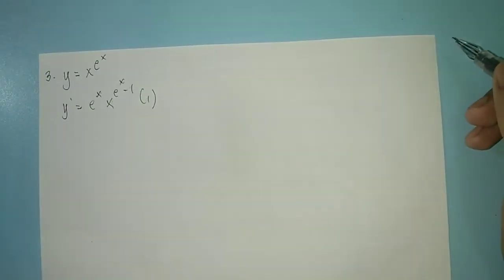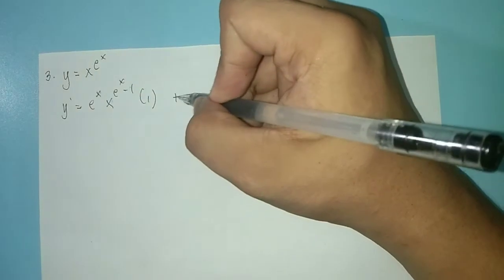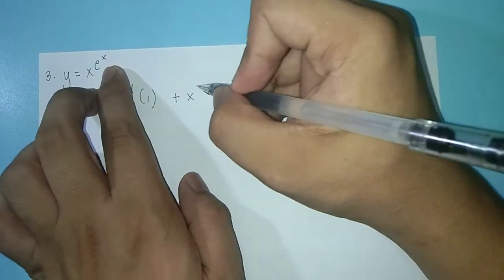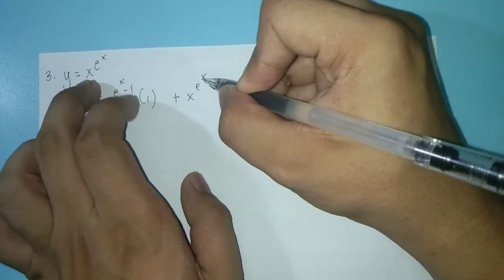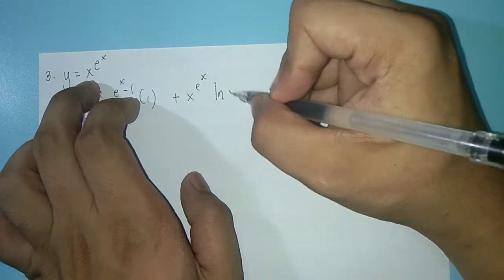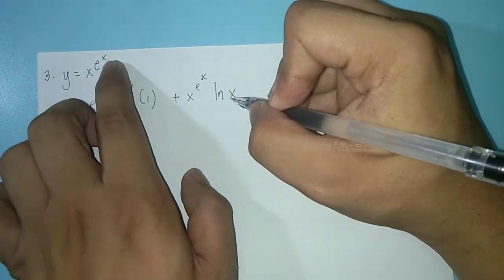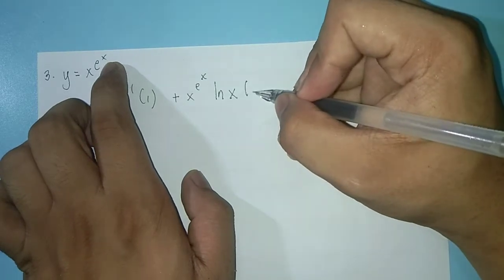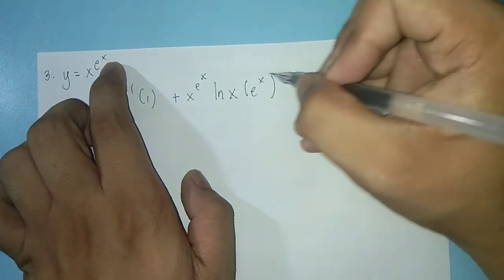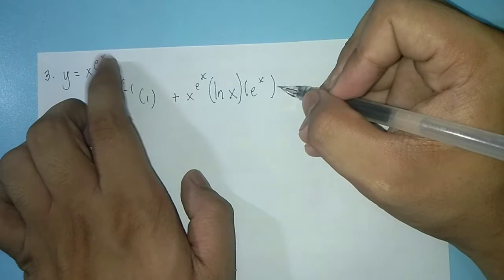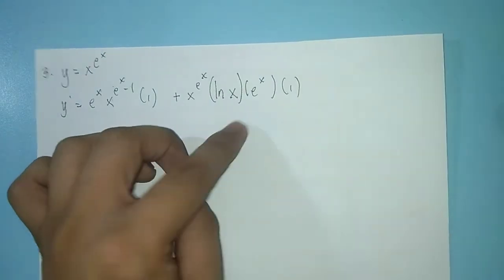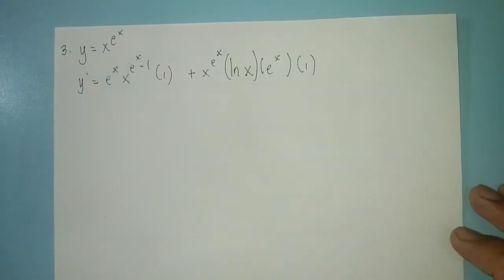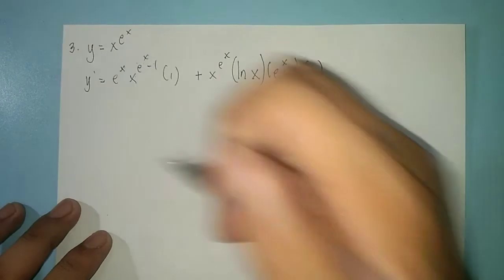Okay? And then, plus, kopya, x e raised to x, ln nung base. So, ln ng base, tapos derivative ng e raised to x. So, ano yung derivative ng e raised to x? That is, kopya muna, e raised to x, tapos derivative ng x. That is 1. Okay? So, ayusin natin.